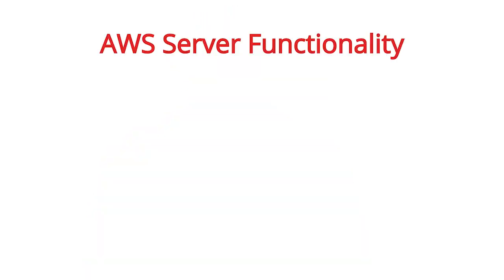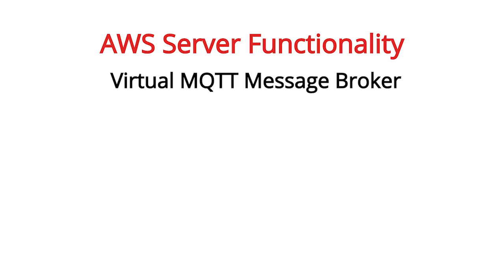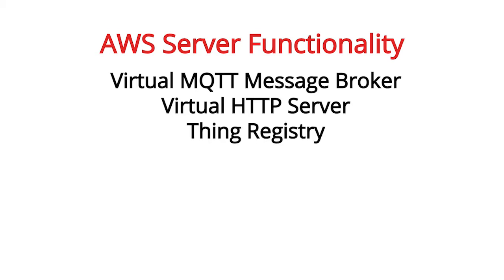In this chapter, we're going to focus on AWS IoT, which provides a set of cloud services that are optimized for IoT devices. The AWS IoT Cloud Service supports MQTT and HTTP-based access, plus a bunch of server-side functionality that provides a virtual MQTT message broker, a virtual HTTP server, a thing registry, which is a web interface to manage the access to your things.